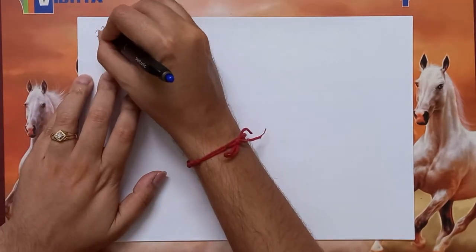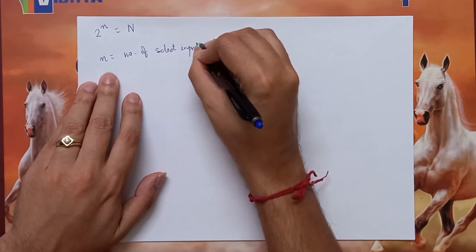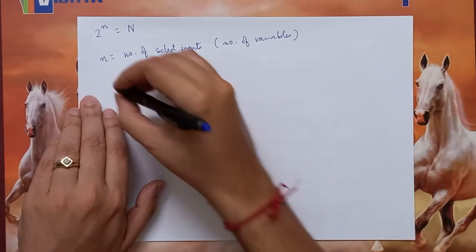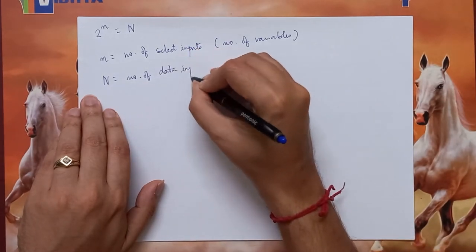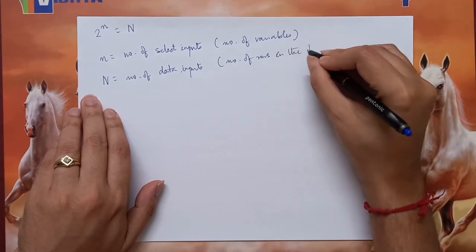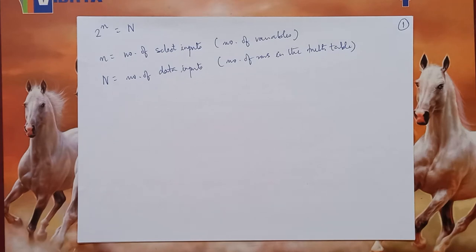This is what we established, where small n is the number of select inputs, that is, the number of variables. And capital N is the number of data inputs, and in the truth table lingo, it is the number of rows in the truth table. So this is the convention which we established. All said and done, multiplexers have capital N functional data inputs and small n functional select inputs.